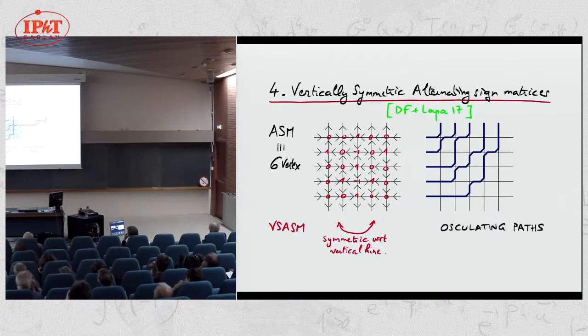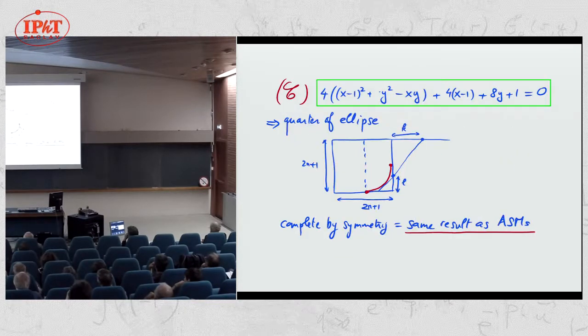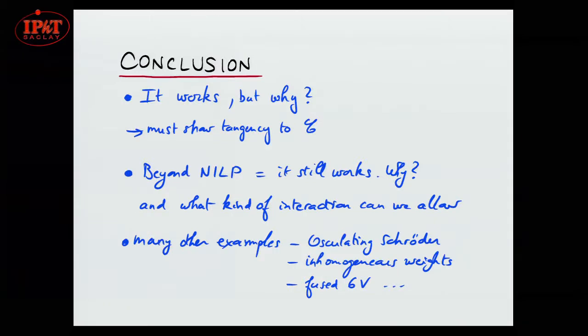Okay, so what we did is just extend that with a case of what are called vertically symmetric alternating sign matrices, in which, as you can see here, there's a succession of 1 minus 1, 1 minus 1, 1 minus 1, and everything is symmetric with respect to this column. Okay, and it works as well. So I'm not going to go in detail, but this is the quarter of ellipse that you get, and actually by gluing the 4 quarters, you get the entire Arctic curve. So it works.